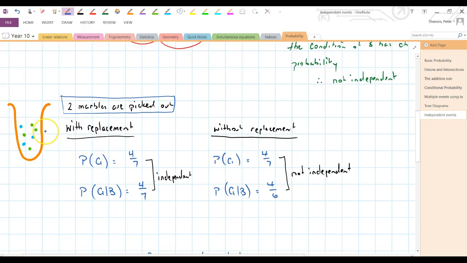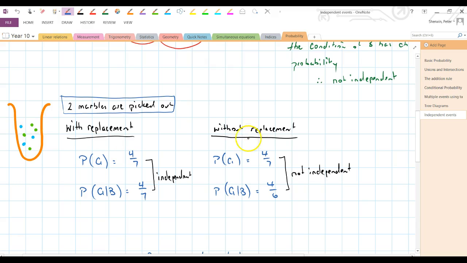Yeah, so I put him back in. Then look at the probability of a green given that a blue happened the first time round. The probability is still 4/7, because that blue came out and went back in again. So it didn't make any difference that the blue happened. It didn't matter what happened the first time because the thing got replaced.